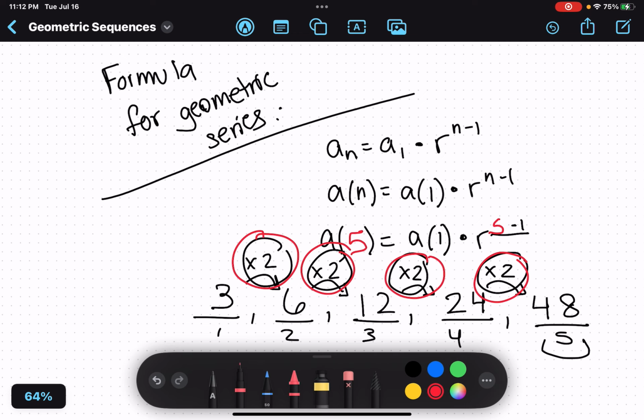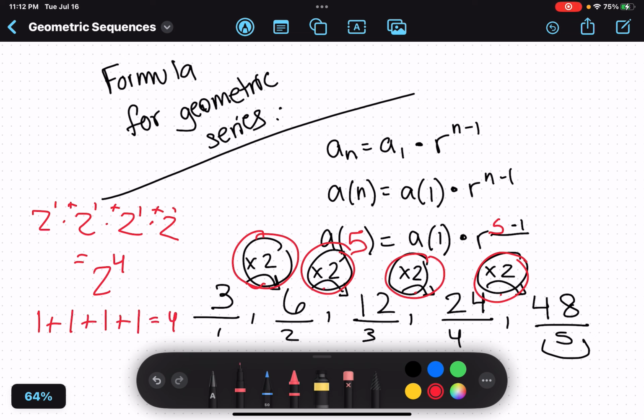Okay? So we're multiplying by 2 4 times, and it can also be written as 2 to the power of 4, because 2 times 2 times 2 times 2 is equal to that. And if you know the exponent properties, you add those exponents: 1 plus 1 plus 1 plus 1 is 4, so 2 to the 4. Okay?